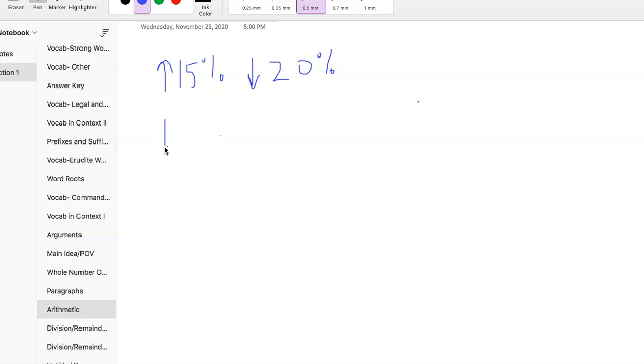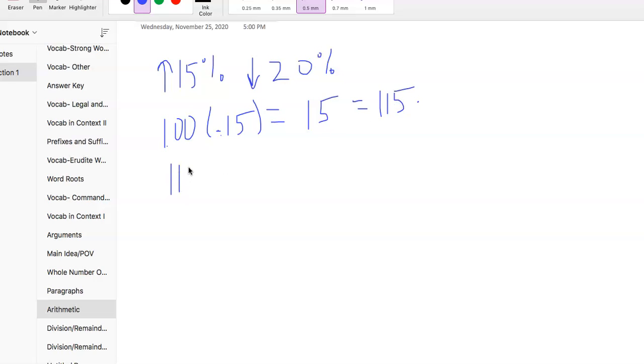What we want to do is pick an easy number to work with, like 100, and plug this in and see what happens. So in that first month, 100 goes up 15%. 100 times 0.15 is 15, so I went up $15. So now I have 115 at the end of month 1.